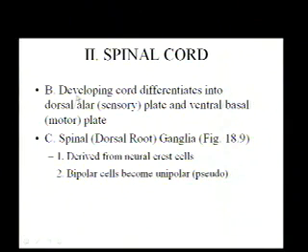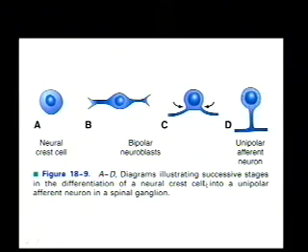Thus, the developing cord differentiates into the dorsal or alar sensory plate and the ventral or basal motor plate. So dorsal sensory, ventral motor. The dorsal root ganglion develops from the neural crest cells, and these develop into bipolar cells, the same as what we had seen, but then it doesn't lose the second process, it just fuses them together, so it looks like a unipolar cell. It's called a pseudo-unipolar, and we see that in this illustration.